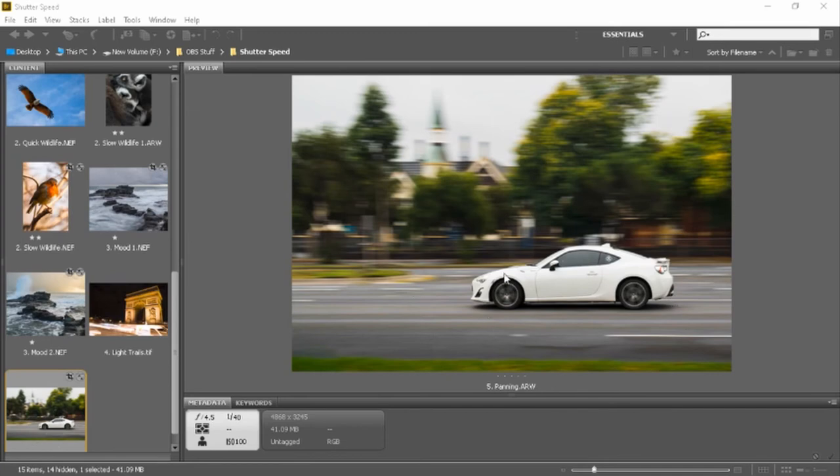So if you have a look at this car here, the car's moving parallel to me at the moment. I'm pretty much directly side on. If the car's moving towards or away from you, then you will get a part of the car being sharp, but you might get the front sharp and the back blurry, or the back sharp and the front blurry, because the actual distance of the car is changing from you as well while you're panning through that shot. All right, so that's most of what I want to talk about.